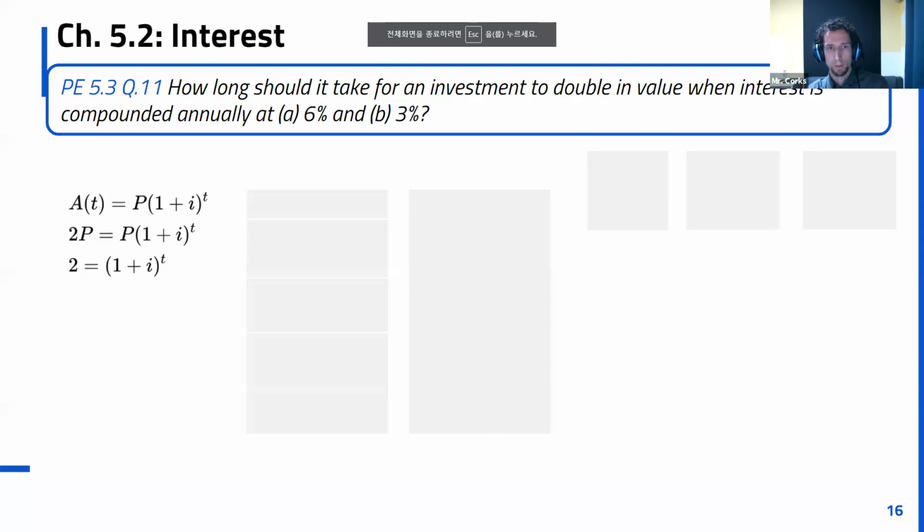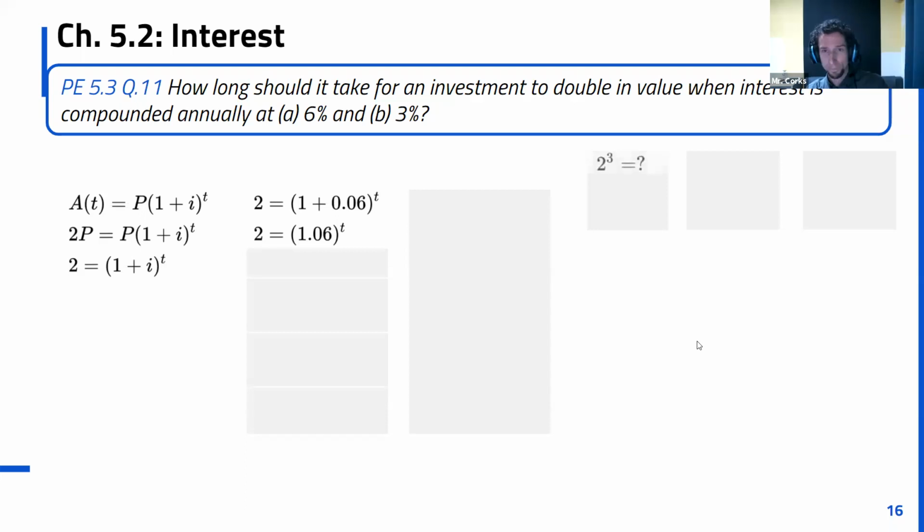Let's double check. 1, 2, 3. There we go. Okay. All right. So how do we get t? How do we figure out that thing here?